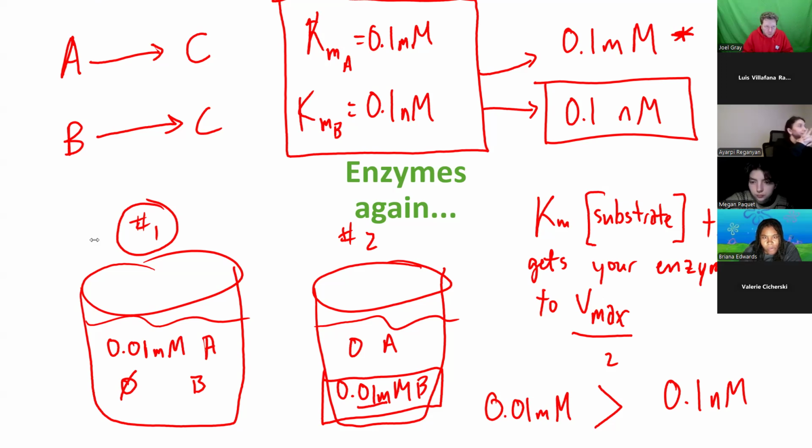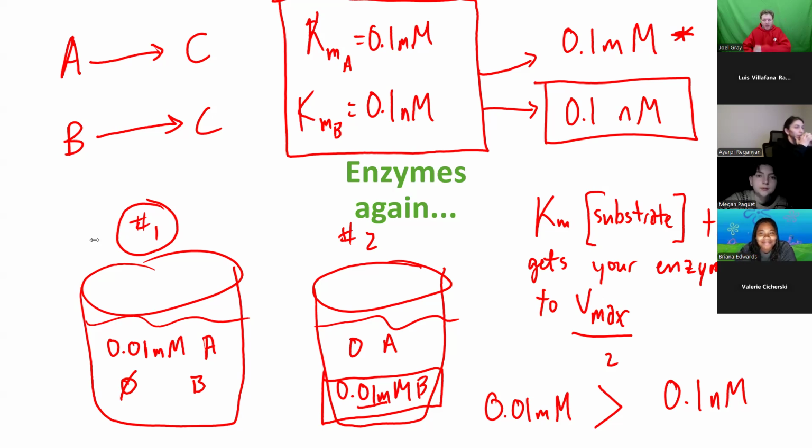We've got answer options. In both beakers, the enzyme is catalyzing the reaction at above Vmax over 2. In both beakers, below Vmax over 2. In both beakers, at Vmax over 2. Then we've got one is above and one is below, one is above and one is at, and one is at and one is below. I know that that's a lot of different answer options.